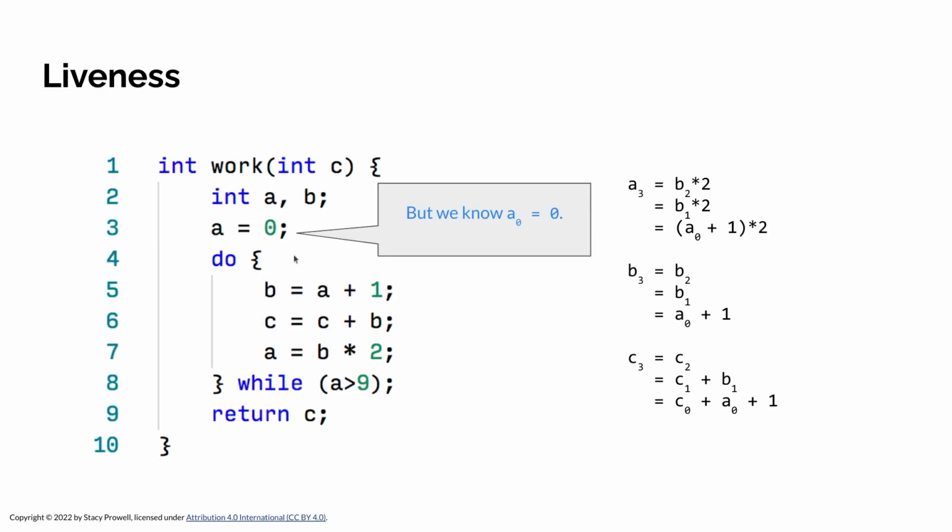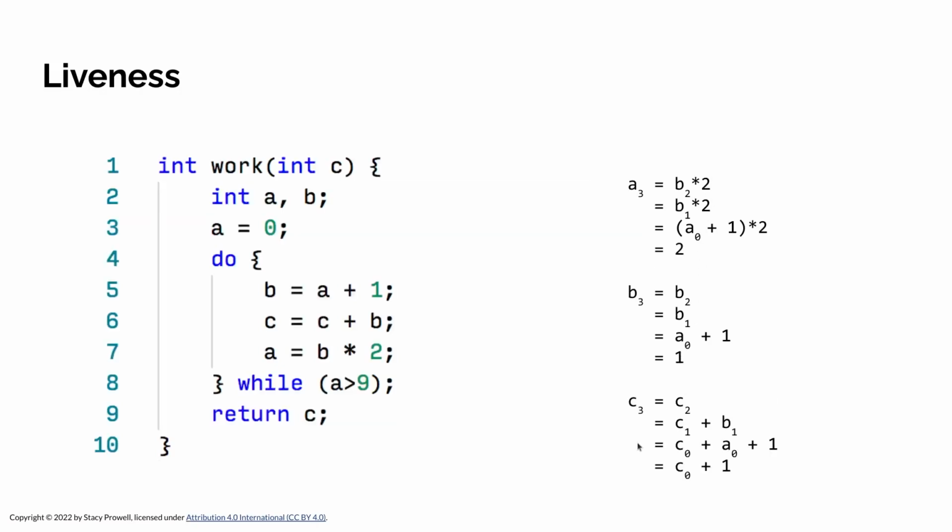We constrain the function of the loop by saying initially A sub 0 is 0. Well, this A sub 0 is all over here. Let's substitute. When we do that, we find out that when the body finishes, A sub 3 is 2, B sub 3 is 1, and C sub 3 is C sub 0 plus 1. So the first time through the loop, we started with A0, we go through the body of the loop just once, we set this to 2, this to 1, and we add 1 to C.